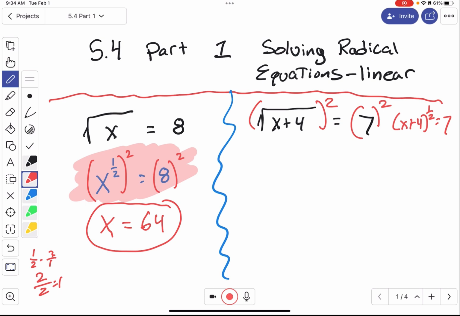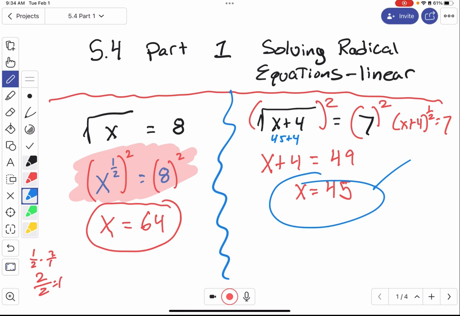When you square a square root, those two things cancel each other out. We're just left with what's underneath the radical symbol. And then make sure you square 7 as well. 7 squared is 49. And now you're simply solving for x. It's linear. Subtract 4 from both sides and get x is equal to 45. And just like all equations, you can always check to make sure that it works. 45 plus 4 is 49. Square root of 49 is 7. It checks out and it works.